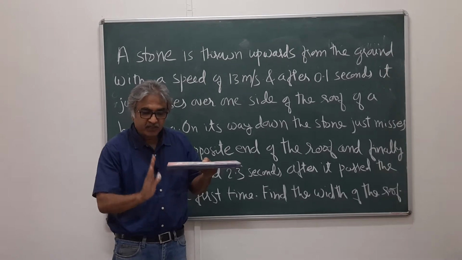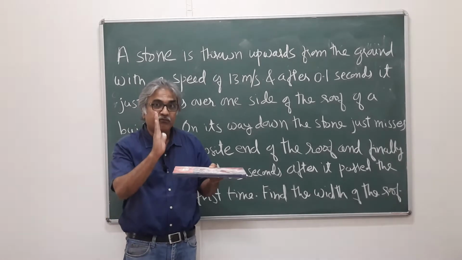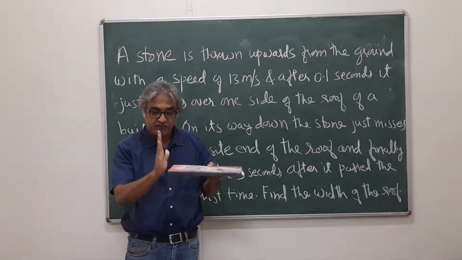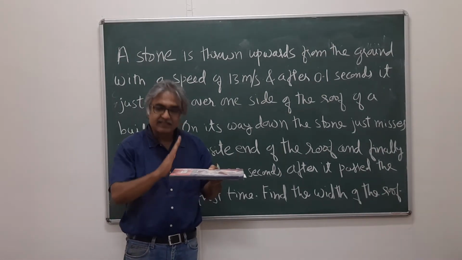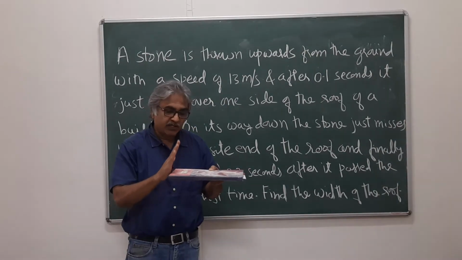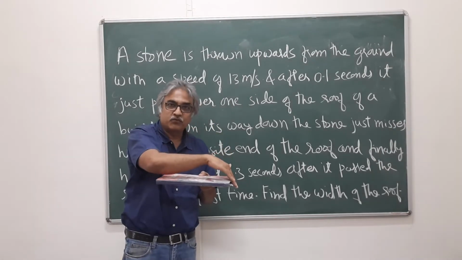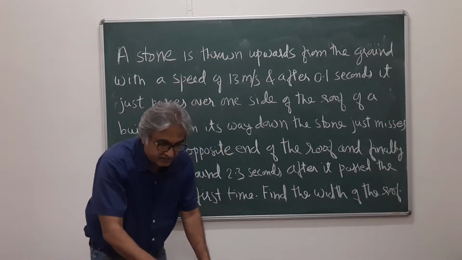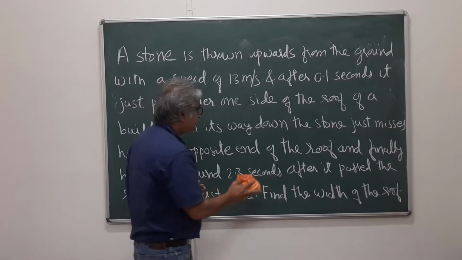Okay, so the stone is thrown upward but not vertically upward, because if it were thrown vertically upwards it would have come down like this, but it is passing just near this roof, right? It passes over, and then while coming down it is just missing the other end of the roof, right? So let's make the sketch. I'll clean this portion.